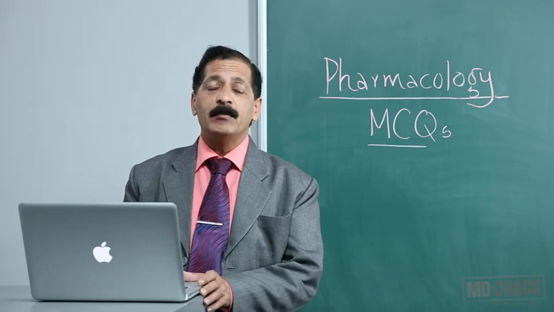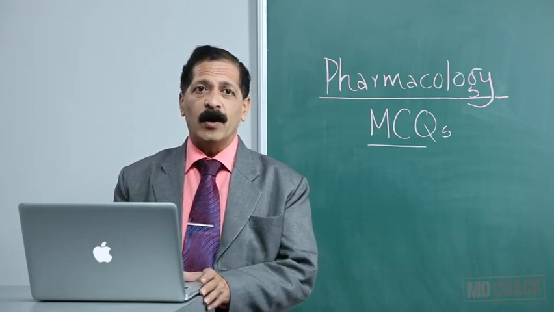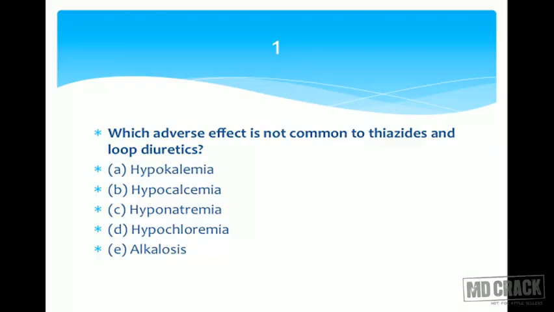We are going to discuss the MCQs on pharmacology. And let's start with the discussion of the pharmacology. Question number 1. Which adverse effect is not common to thiazides and loop diuretics?